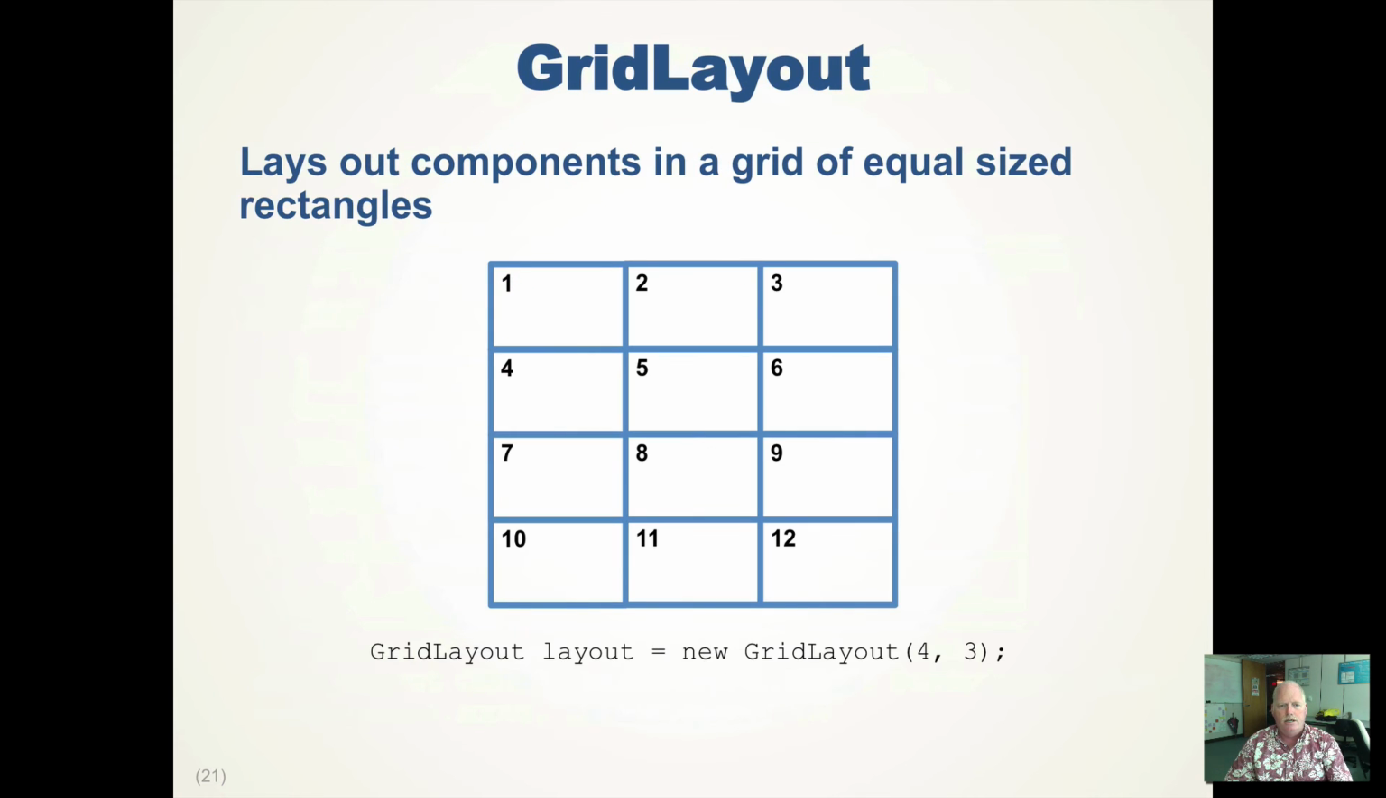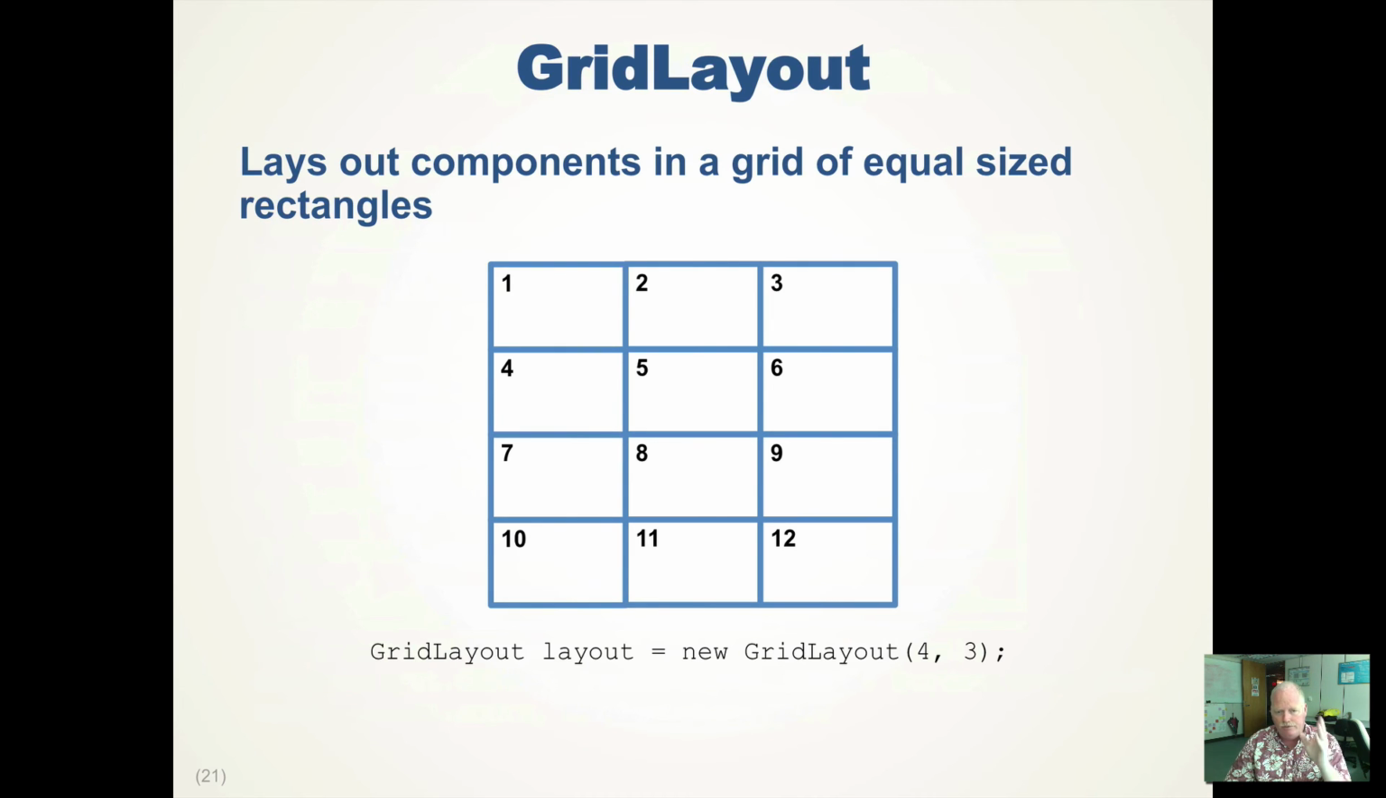And the last layout that we're going to talk about is the simple grid layout. It just makes a grid of equal size rectangles. You tell it how many rows you want and how many columns you want, and it will build the rectangles. When you add things to a container that has a grid layout, they get put in row and then column order. So they get put in like the numbers indicate.